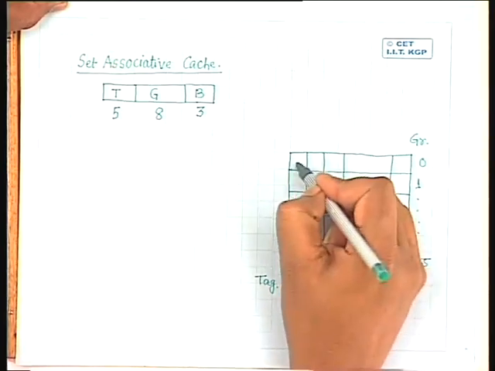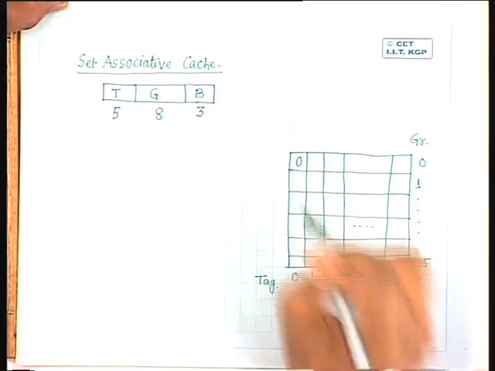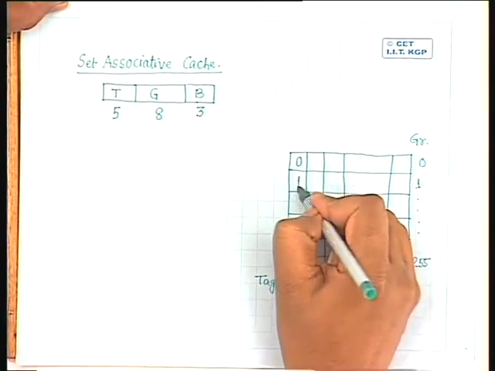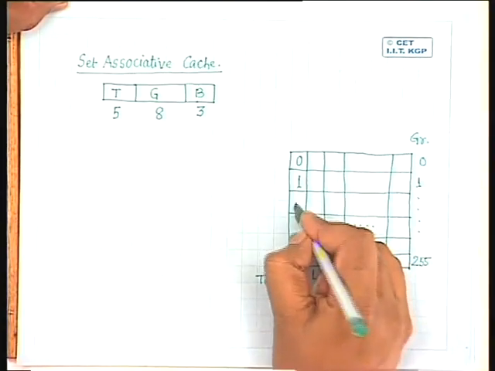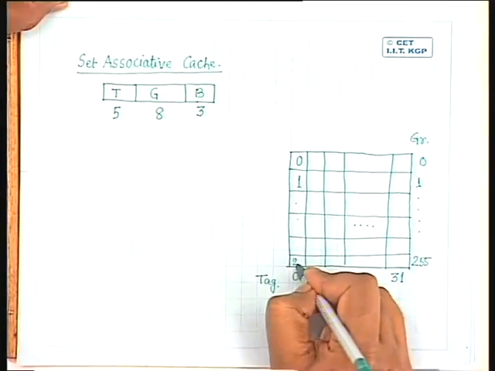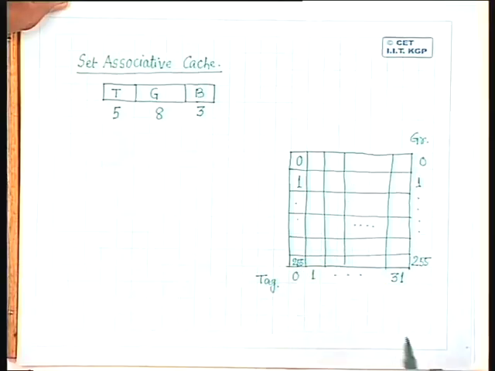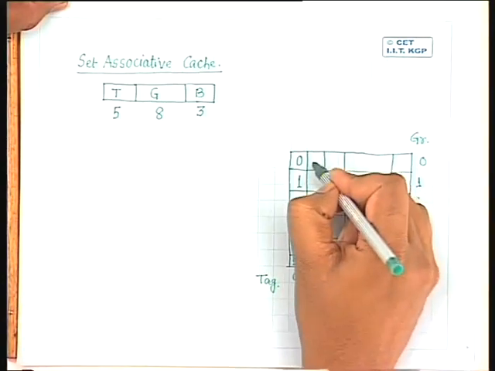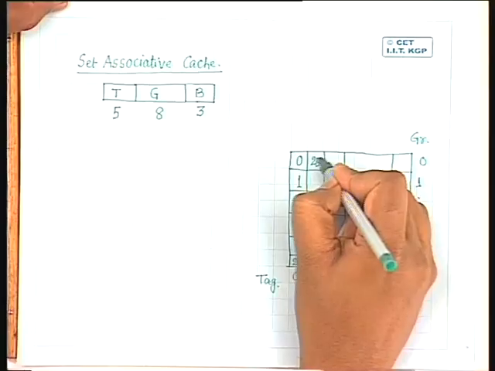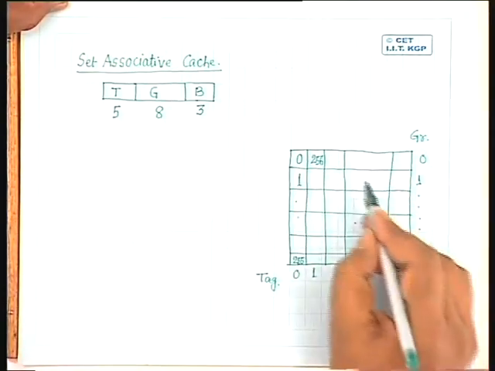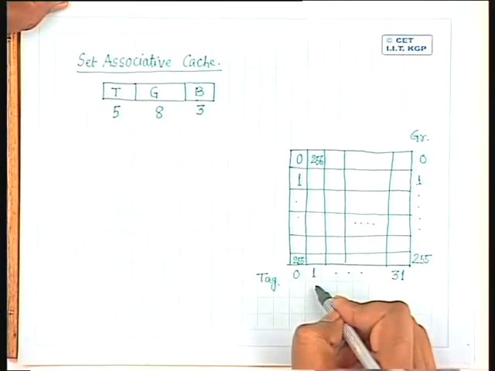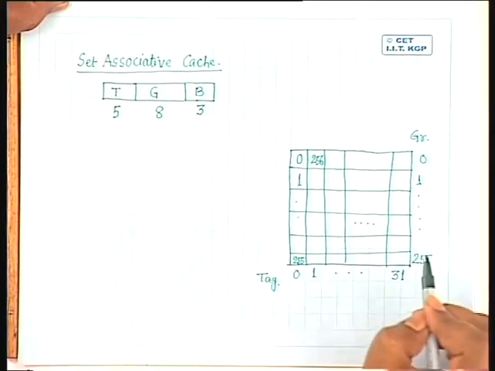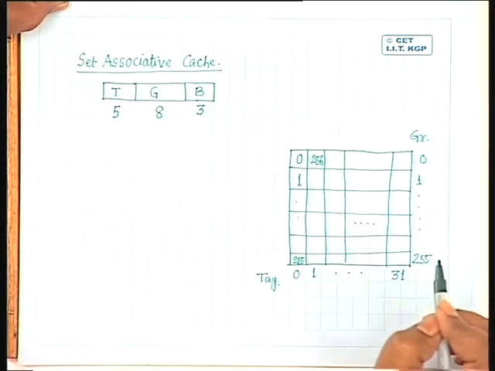So as before, block number 0 of the main memory belongs to group number 0. Block number 1 in the main memory belongs to group number 1. Similarly, block number 255 in the main memory belongs to group number 255. 256 belongs to group number 0, but tag number 1.